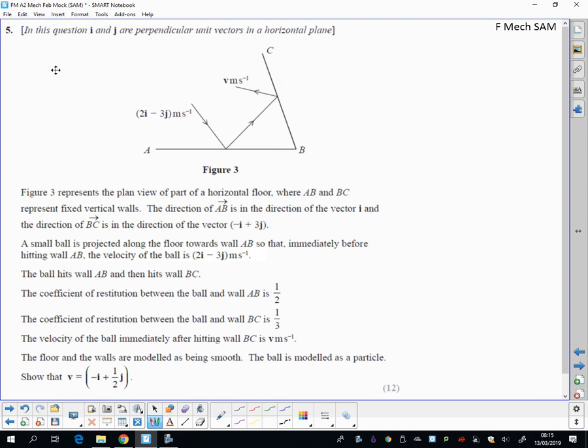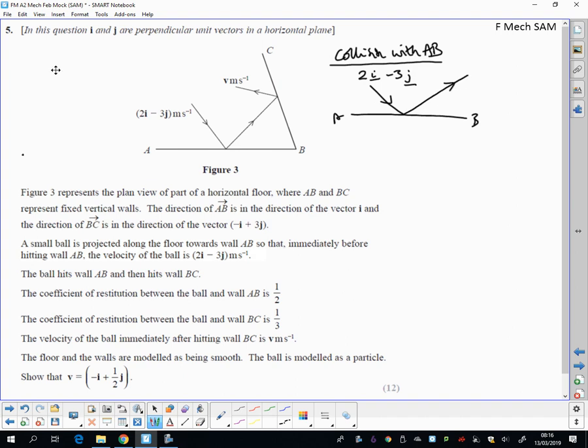So what's going to happen is we're going to start off here, we're going to collide with wall AB, then with BC. So let's look at the first collision. Now it does tell you in the question the direction of the walls. So this one's relatively easy because the wall A to B is in the I direction, so it comes in with velocity 2I minus 3j, and so then it's going to bounce away.